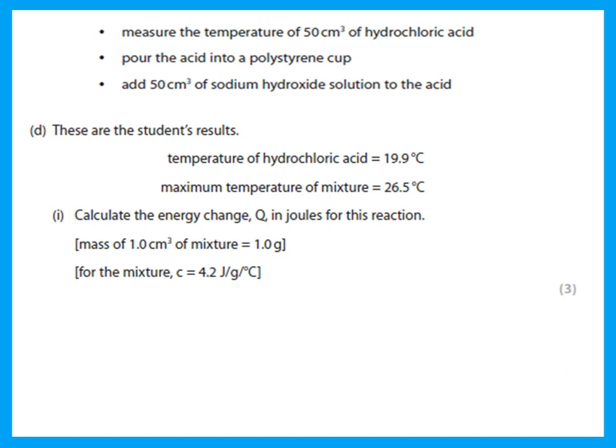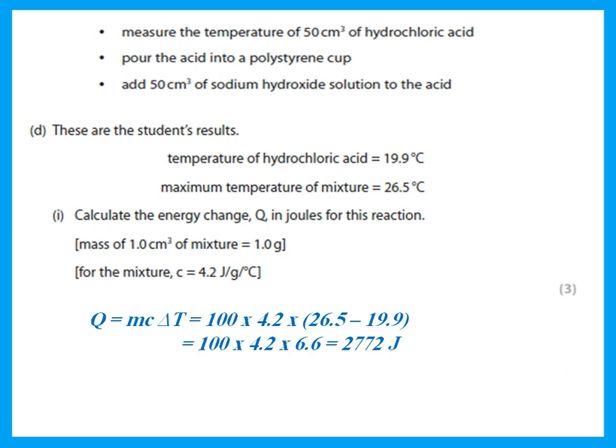So what is m in this reaction? m is the total volume of the solution, because we're assuming the density of the solution is 1, so the volume is the same as the mass. m is the mass of solution, so I have a total of 100 cm³. That means my m is 100, times 4.2, times the temperature change, and that gives me the Q in joules.